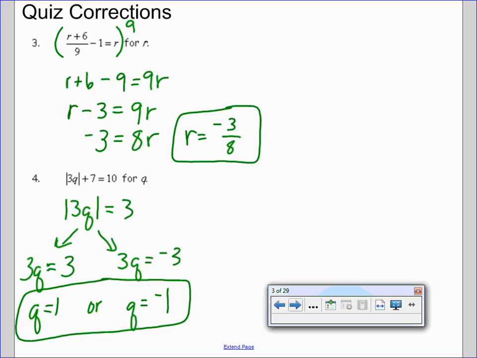In our third one, clearing the fraction would be the same as multiplying every term by 9. Inverse operations would then yield r equals negative 3/8. Take a minute and make sure you have the correct solution for that. You can write it down in pen and add it to yours and use this as a resource to study.